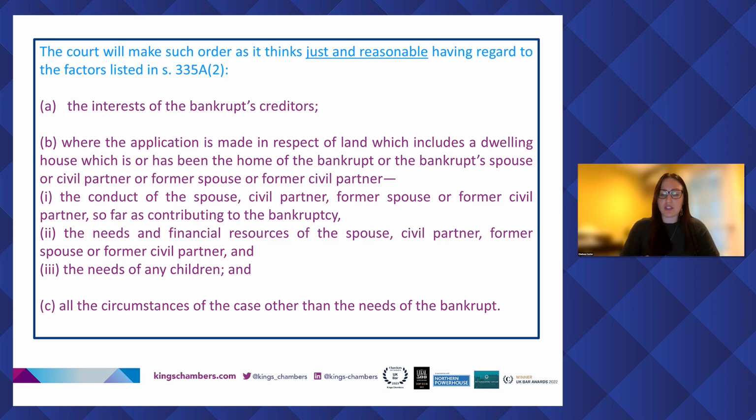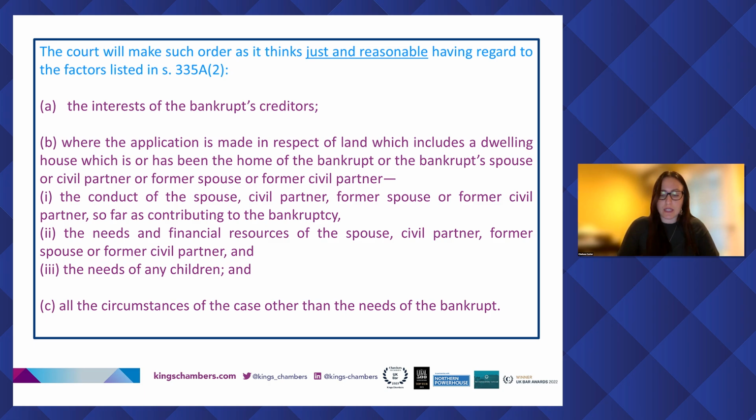Now, looking at the needs and financial resources of the spouse or civil partner, former spouse or civil partner, that speaks for itself. If there's evidence of their needs, including and beyond financial needs, that needs to be put before the court. Now, the needs of any children do not merely encompass financial needs. It's also not confined to the needs of children under the age of 18. Now, in the case of Grant and Baker, which we'll come on to look at in a moment, the court held that it included the needs of adult children. In that case, it was an adult child with disabilities who was cared for in the property.